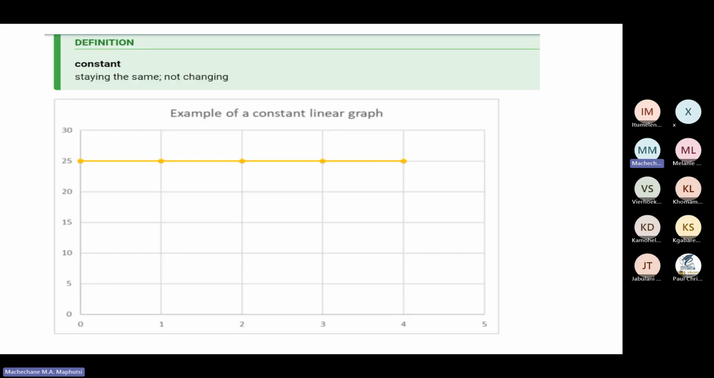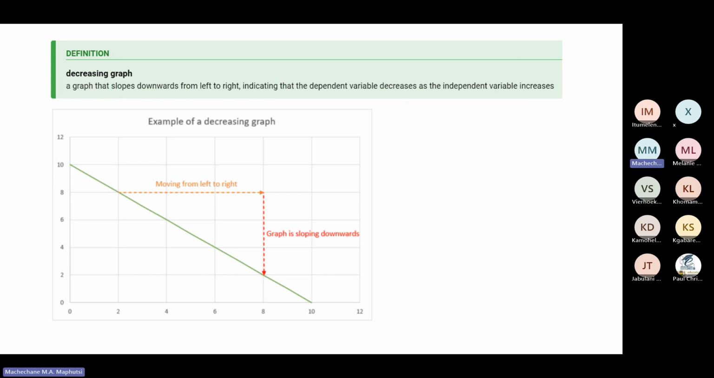Okay, now let's go to the second one, decreasing graph. How do we check this decreasing graph? The graph that slopes downwards from left to right indicates that the dependent variable decreases as the independent variable increases. In simpler terms, for us to be able to check whether the graph is decreasing, we have to check from our left. Always we start checking from left to right. So if it is sloping downwards, then we know that that graph at that interval is decreasing.